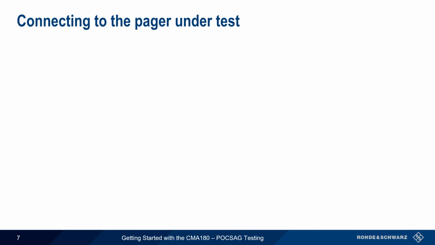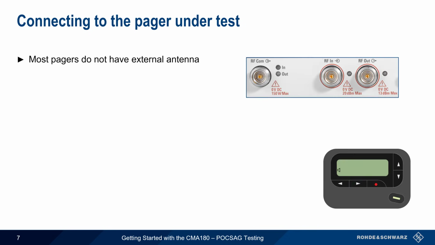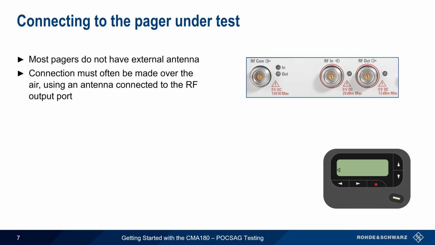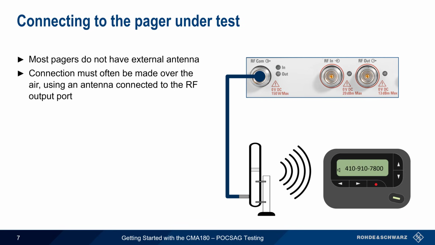With regards to connecting the pager under test, it's important to keep in mind that most pagers do not have an external antenna, and thus the connection must often be made over the air, using an antenna connected to the configured RF output port, that is either to RF COM or RF out, as mentioned on the previous slide.